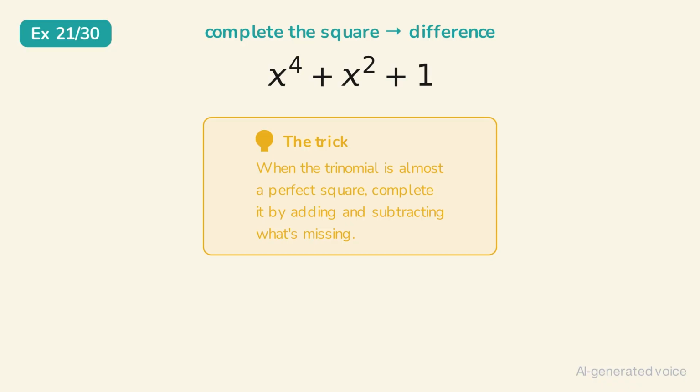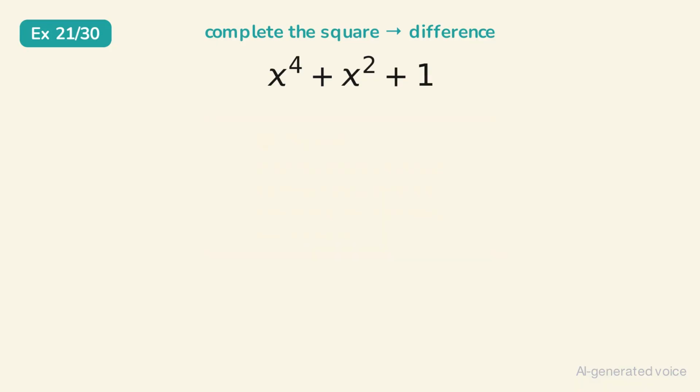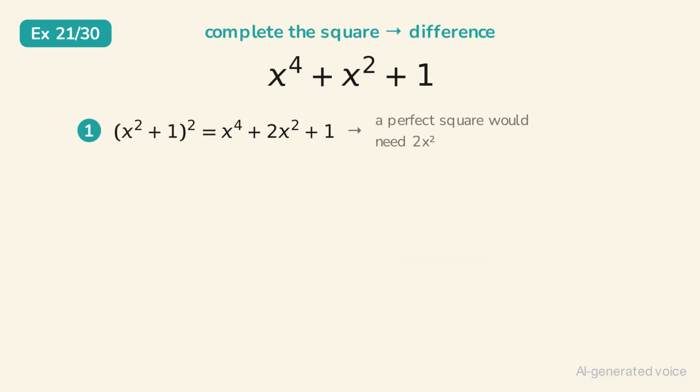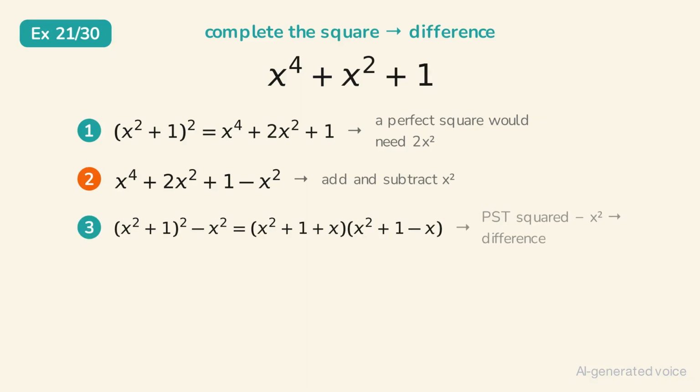We complete the square by adding and subtracting what's missing. The square we want is (x² + 1)², which gives x⁴ + 2x² + 1. Since we have 1x² and need 2, we add an x², and to change nothing, we also subtract it. The first 3 now form the square, (x² + 1)², and what we subtracted, x², is another square. That's a difference of squares which opens into 2 parentheses.